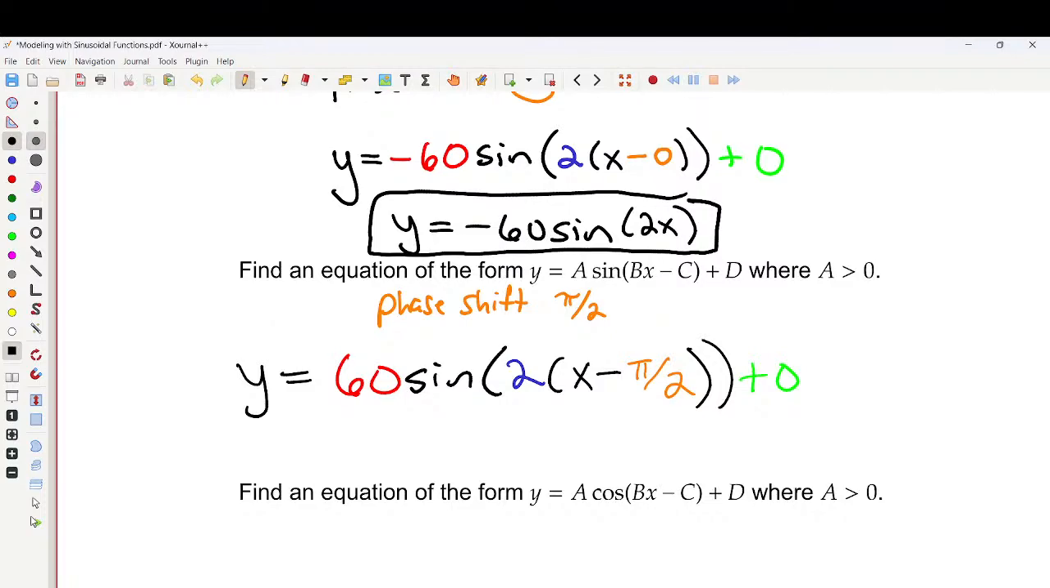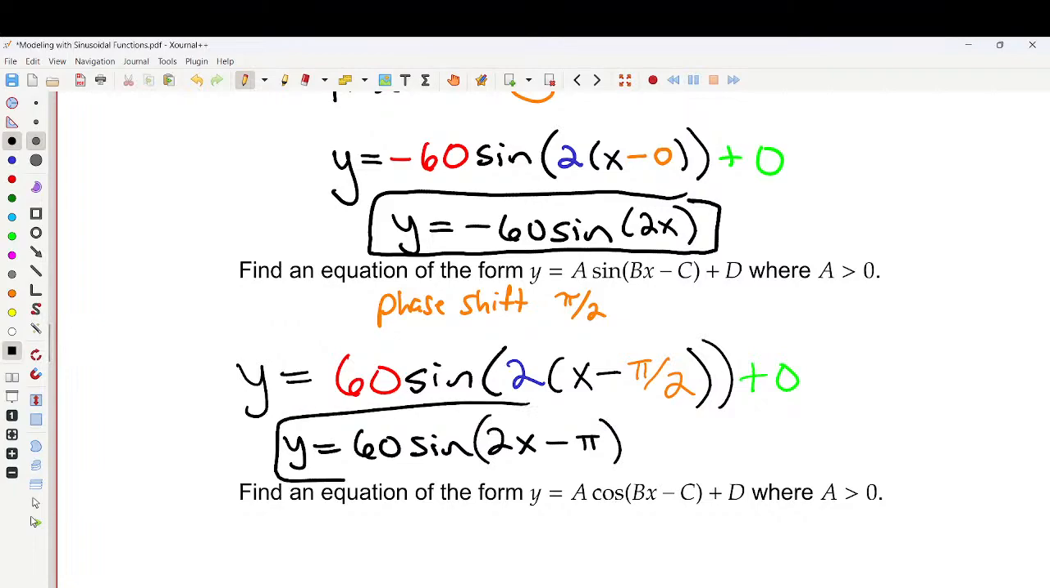Okay. However, all I do want to do is just now clean this up. So distribute the 2, get rid of this invisible plus 0. Our final answer looks like 60 sine 2x minus pi. And as I said, if you were curious, type those both in the Desmos, the two graphs will overlap.